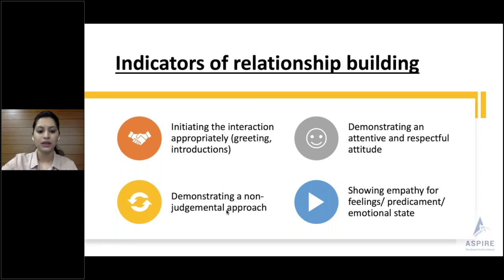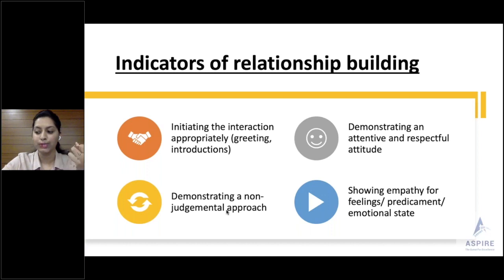Demonstrating a non-judgmental approach. Accepting the patient's perspective and views reassuringly and non-judgmentally without initial rebuttal is a key component of relationship building. A judgmental response to a patient's ideas and concerns may devalue their contributions. A non-judgmental response would include accepting the patient's perspective and acknowledging the legitimacy of the patient to hold their own views and feelings.